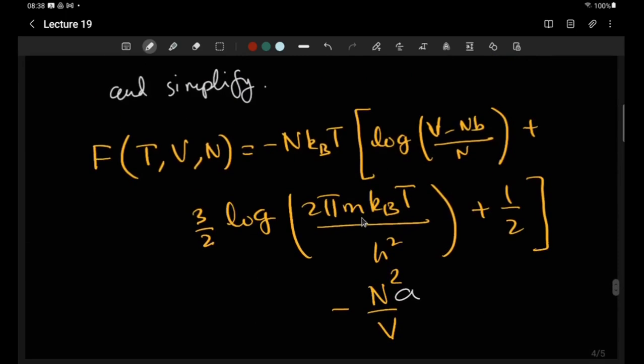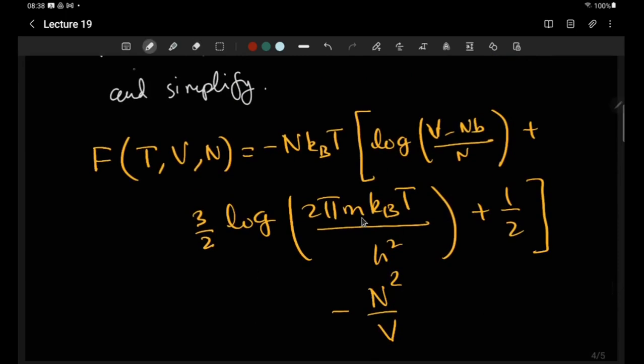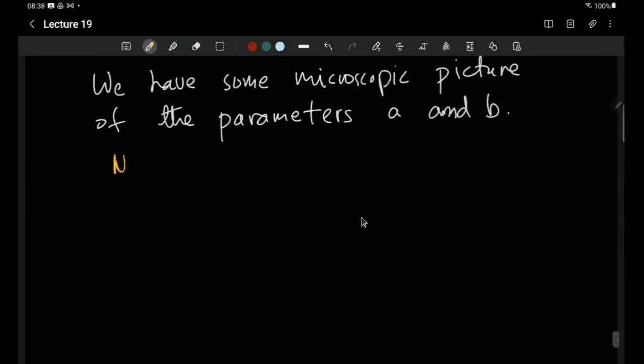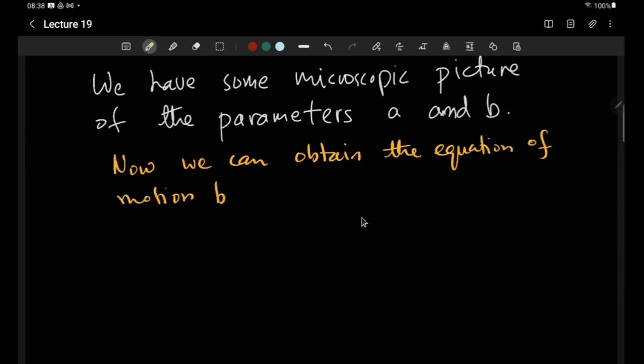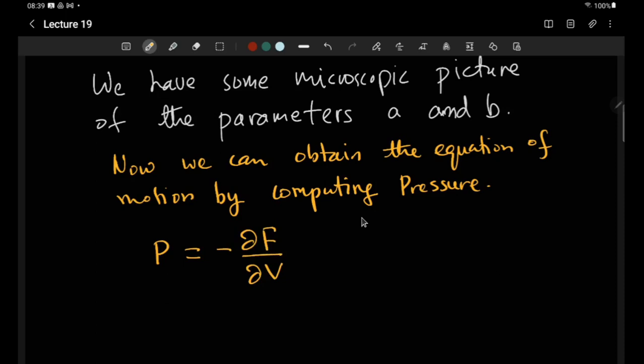Okay, so now we have got the free energy, and now we should get the equation of motion. How do we get the equation of motion? Yeah, exactly. From the free energy. Okay, so now we can obtain the equation of state by computing pressure. Okay, and what was pressure? Pressure was minus df by dv. Equation of state. Thank you.